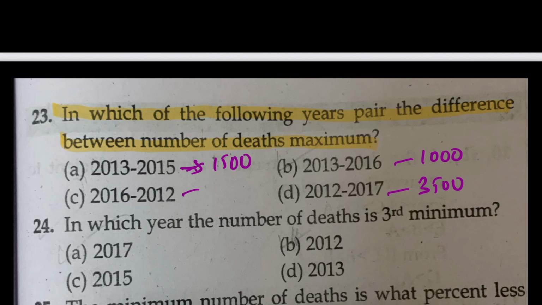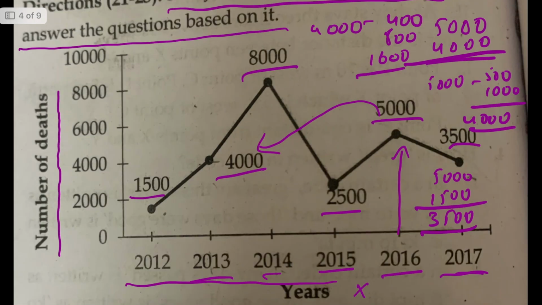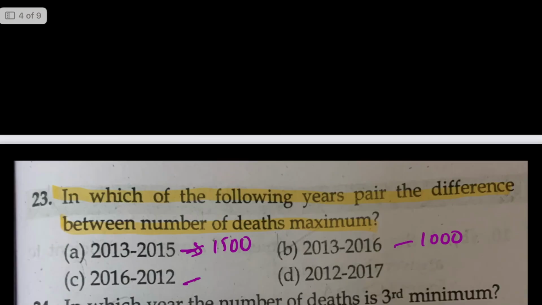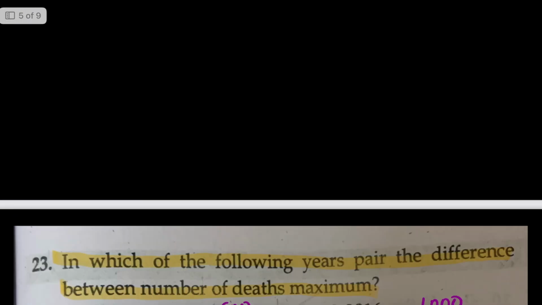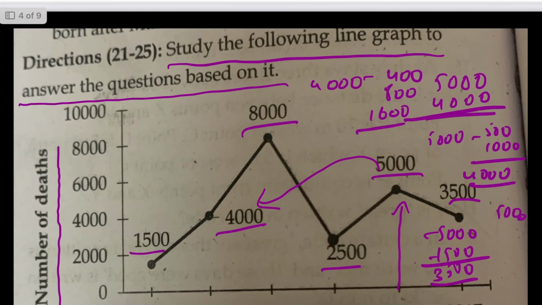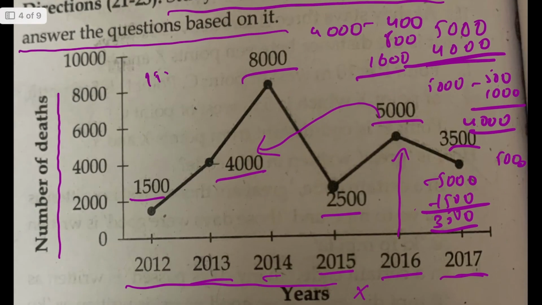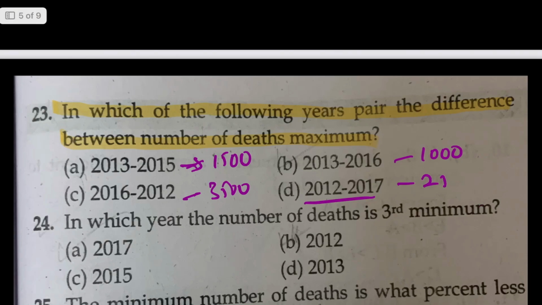Then we'll check for 2016 to 2012. As you can see, in 2016 there are 5000 deaths. So for C, it will be 3500. And we'll check for D, 2012 to 2017. Take the number for 2012. 2012 has 1500 deaths, and 2017 has 3500 deaths. If you do the subtraction, you will get 2000 deaths. So here there are 2000 deaths.